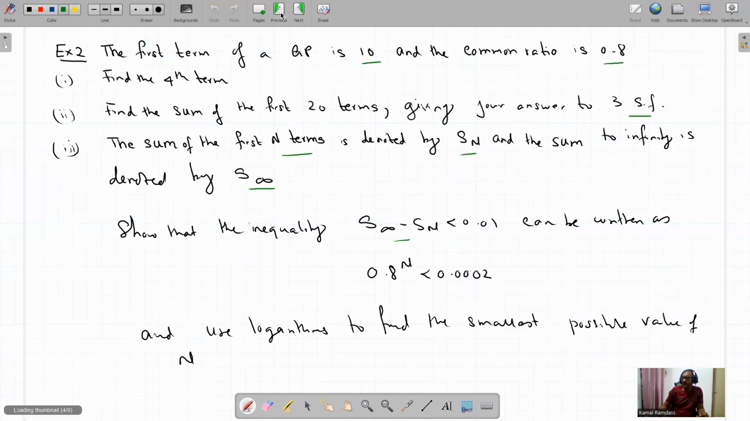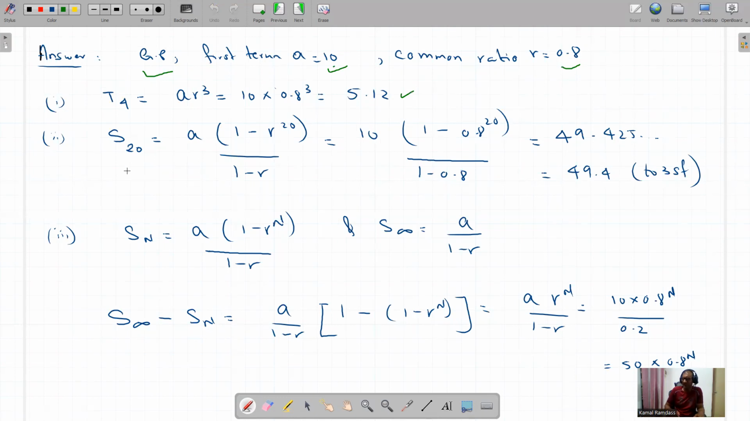Deuxième question, find the sum of the first 20 terms. Je connais Sn. S of n is equal to A into R to the power of n minus 1 divided by R minus 1. OK? Ou bien le contraire, 1 minus R to the power of n divided by 1 minus R. Et c'est ça qui me sert ici, l'autre forme. OK?